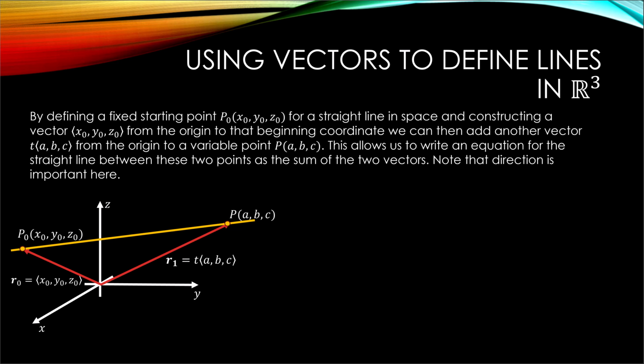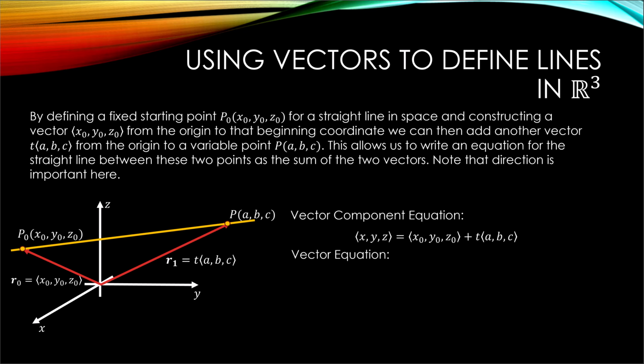Now I can construct a line between P naught and P, and because I'm using the vectors to define the point in space, I can look at this and say, that looks a lot like a resultant. And remember then, resultants in vectors are the sum of the two vectors, so that I can express my line as a vector component equation that is given by a vector with components x, y, z is equal to the vector with components x naught, y naught, z naught plus a scalar t times a vector with components a, b, c. I can also write this in a vector equation using r is equal to r naught plus tv, where r naught is my original vector for the original point, and v is the vector with components a, b, c. And t can range between negative infinity and infinity.